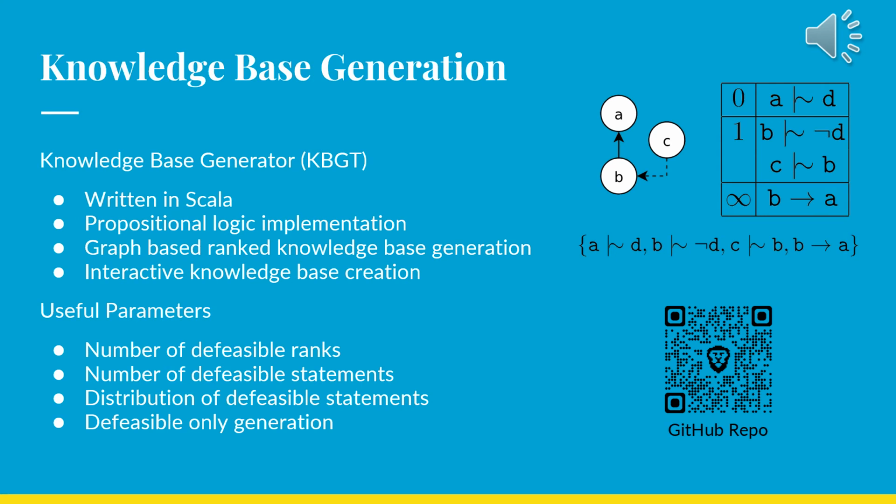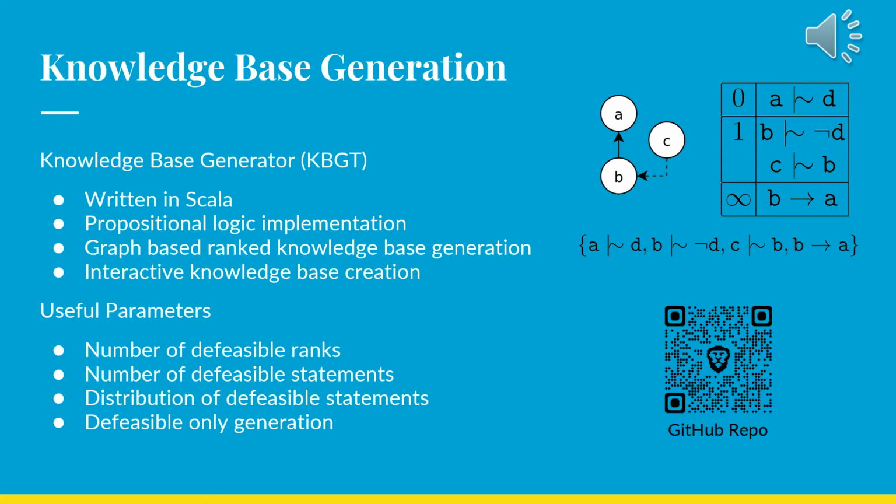KBGT is a Scala-based knowledge-based generation tool. It comprises an implementation of propositional logic with data structures for knowledge bases and propositional and defeasible formulas, as well as services for things like classical entailment checking and computing the knowledge base ranking algorithm BaseRank. The key purpose of the tool is parameterized knowledge-based generation.